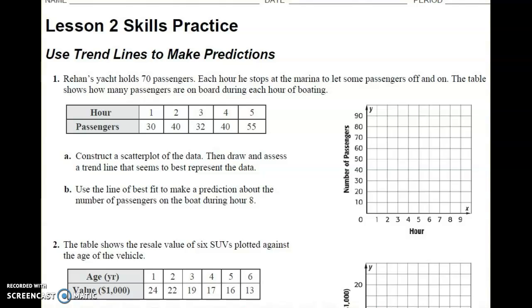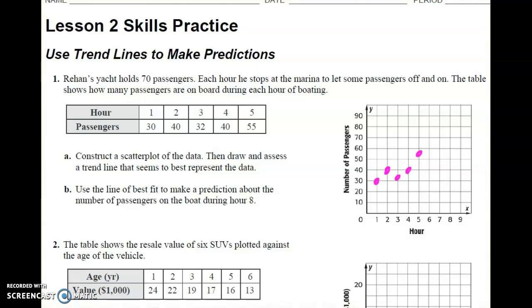In the first hour, there's 30 passengers, so we put a point here. In the second hour, there's 40 passengers, so we put a point here. In the third hour, we have 32 passengers, so that's a little bit above the 30. In the fourth hour is at 40. And the fifth hour, there are 55 passengers. This made a scatter plot that has a linear relationship, but it doesn't make an exact line. So we are going to draw a trend line so that we can make a prediction.